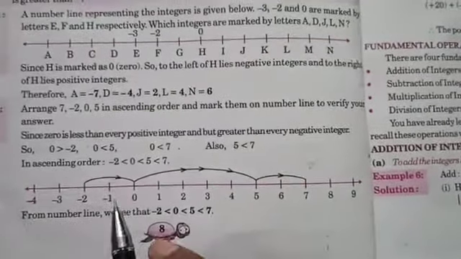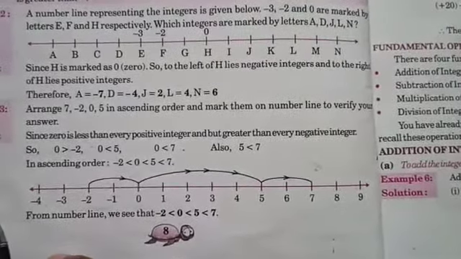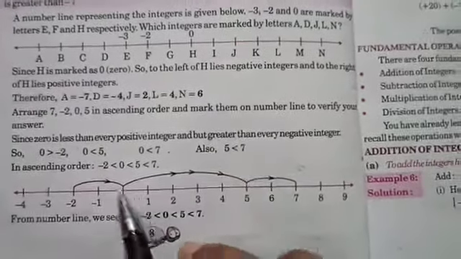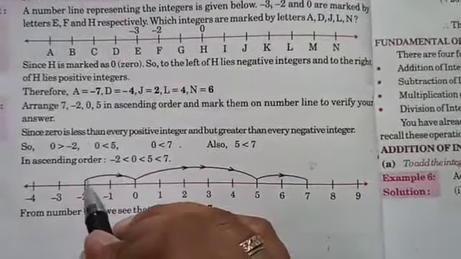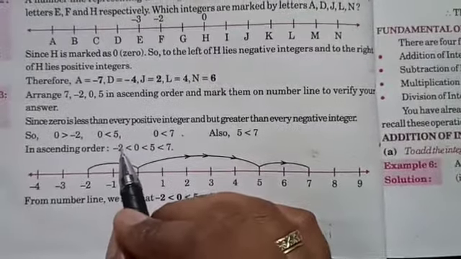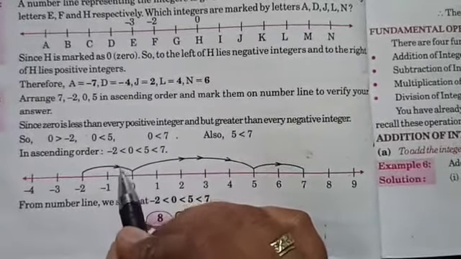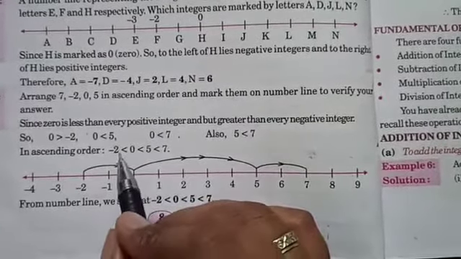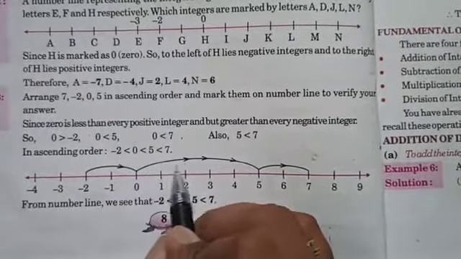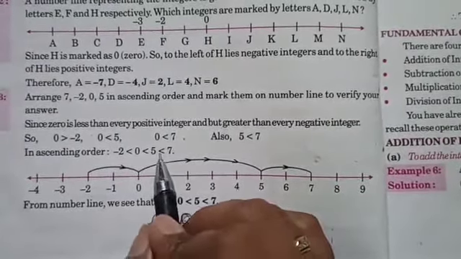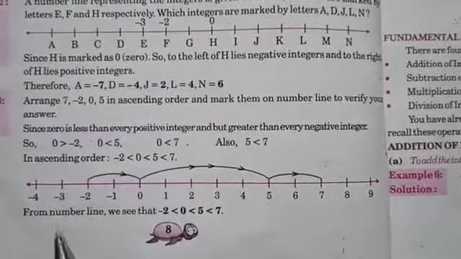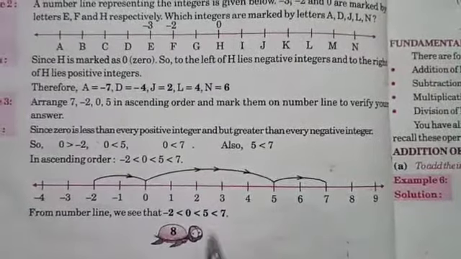7, 8, 9, and here -1, -2, -3, -4, -5, -6, -7, -8, -9. We can write like this. Now we can show like this: -2 is lesser than 0, 0 is lesser than 5, and 5 is lesser than 7. We can see here.